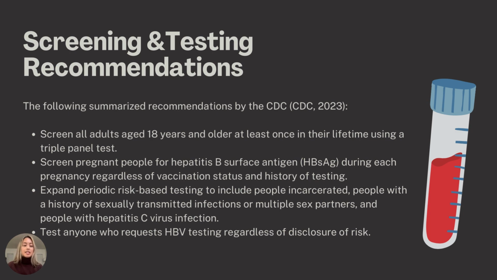So for screening and testing, this is done through a blood test. Infants, adults, and pregnant people should be screened according to the CDC. And we can get tested or screened for hepatitis B at your primary care provider's office, here at our health department, a community health clinic, or at your local Planned Parenthood center.